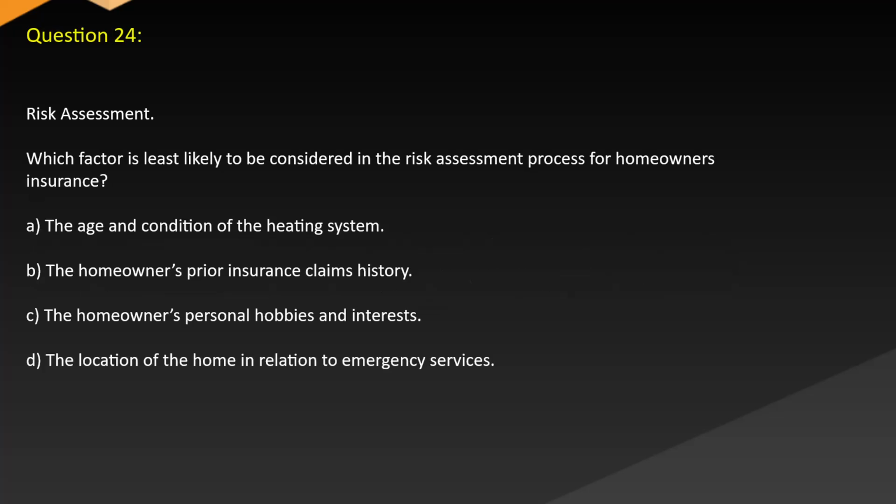Question 24. Risk assessment. Which factor is least likely to be considered in the risk assessment process for homeowners insurance? A. The age and condition of the heating system. B. The homeowner's prior insurance claims history. C. The homeowner's personal hobbies and interests. D. The location of the home in relation to emergency services.